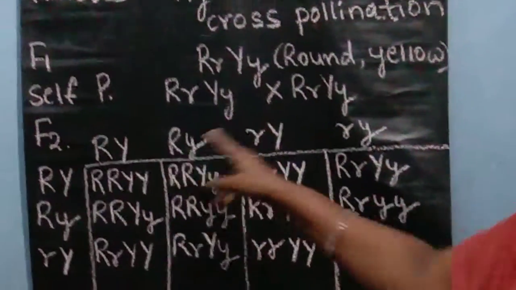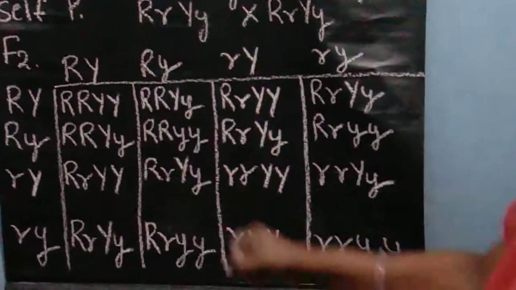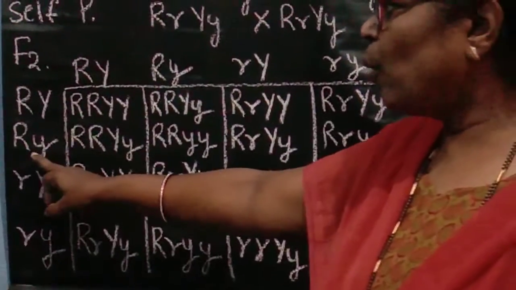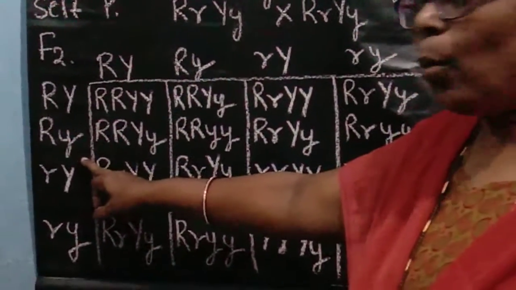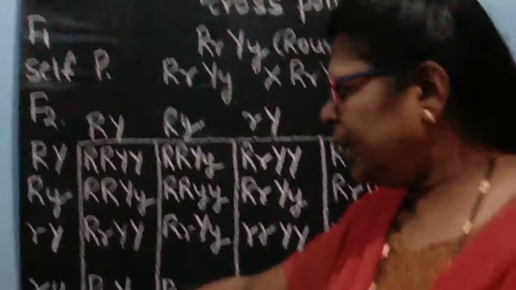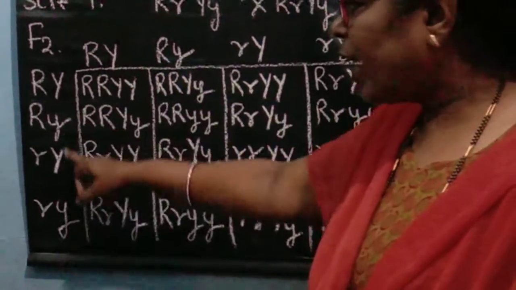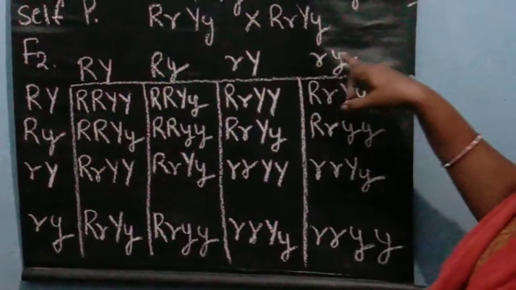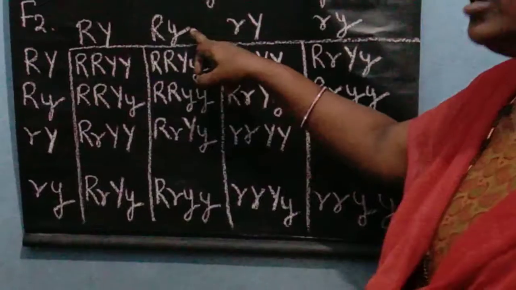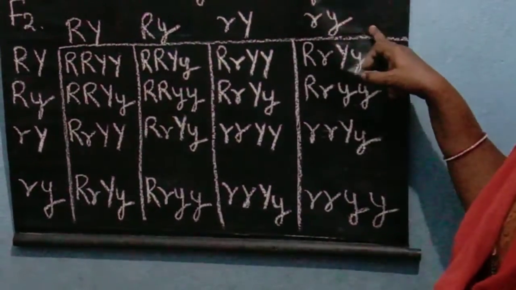So we have to write the gametes. See children, how I have written the gametes here? We have to make the table. So first write the gametes, capital R, capital Y. Next line you write capital R, small y. Then next line, small r, capital Y. Next line, small r, small y. Then on the top of the table, you have to write the same gametes in the horizontal way: capital R, capital Y, capital R, small y, small r, capital Y, small r, small y.